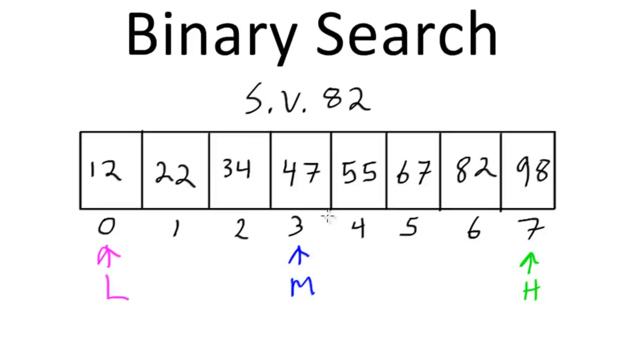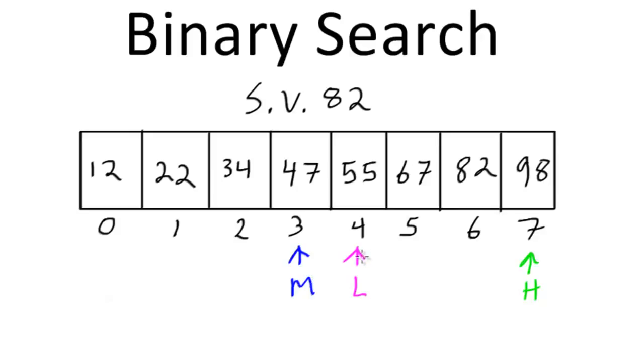Let's go ahead and update our low value to being 1 more than the midpoint. So I'll go ahead and indicate that the L, our low value, is going to be updated to being 1 more than the midpoint value. And then we'll update midpoint.